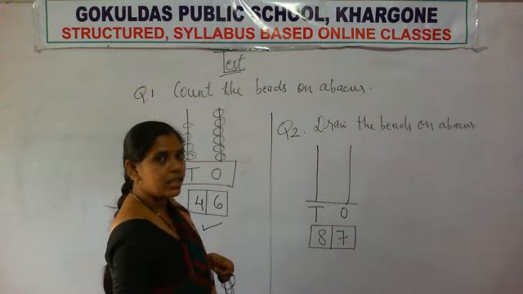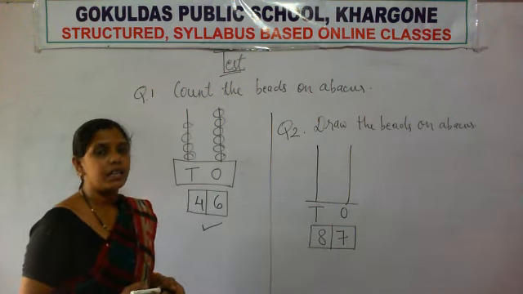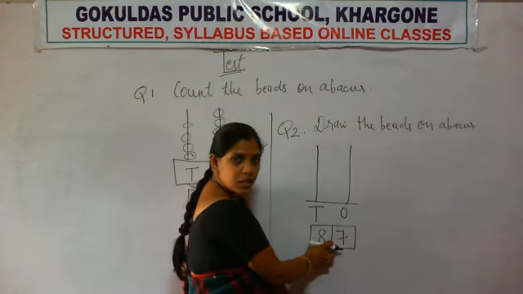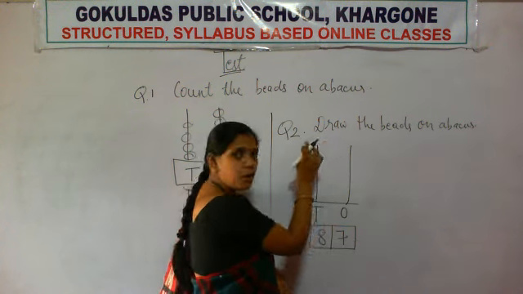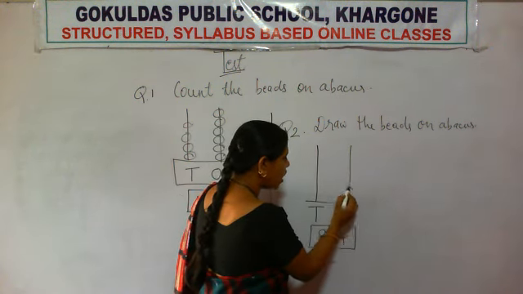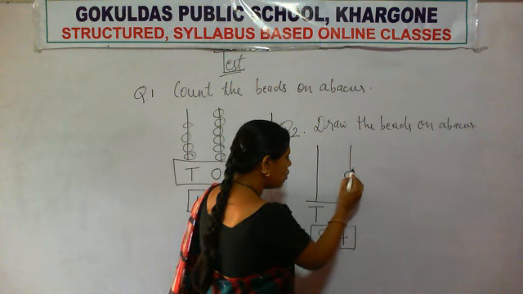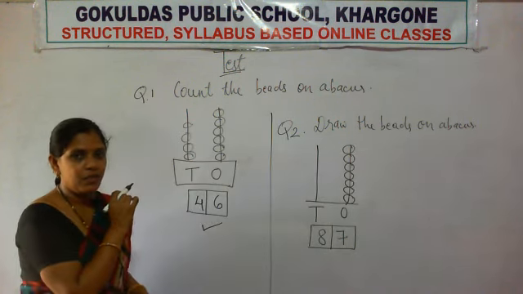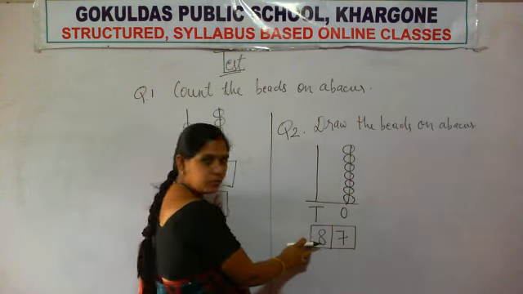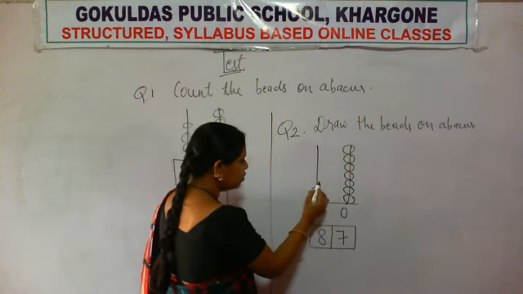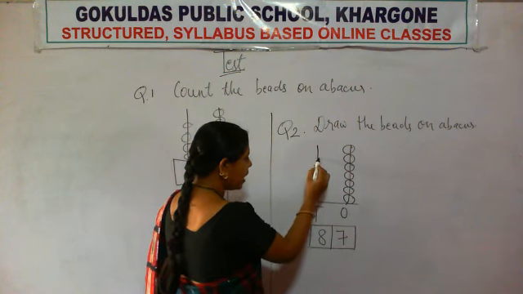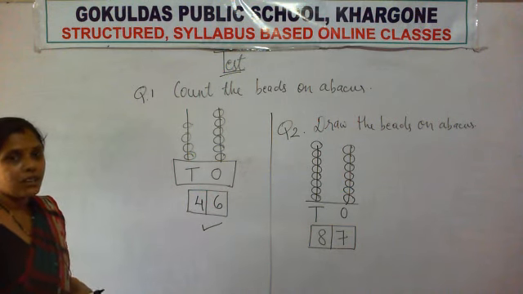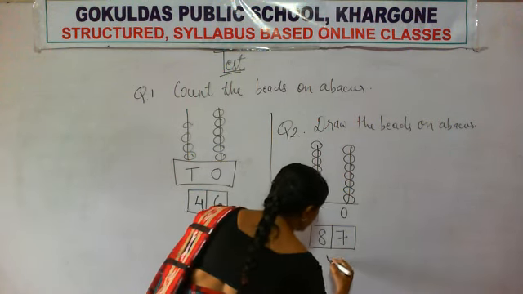Now let's check the second question, whether you have done it correctly or not. What is the number here? 7. How many beads have you drawn here? Check: 1, 2, 3, 4, 5, 6, 7. Did you draw 7 beads? Very good. Now 8: 1, 2, 3, 4, 5, 6, 7 and 8. Have you drawn the 8 beads? Very good. So put right here.